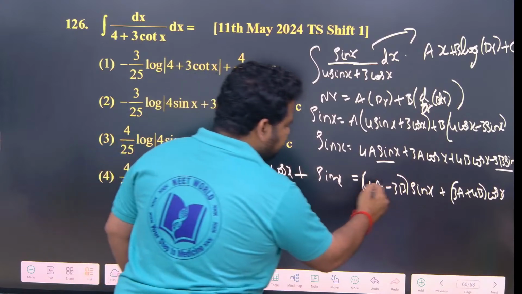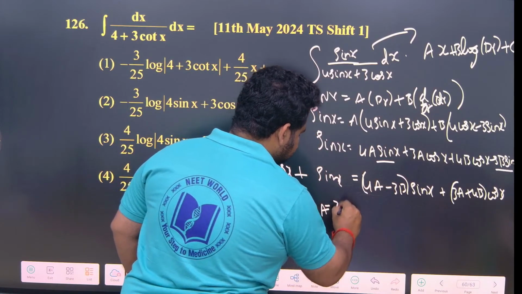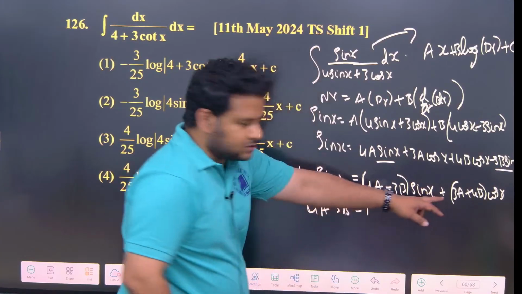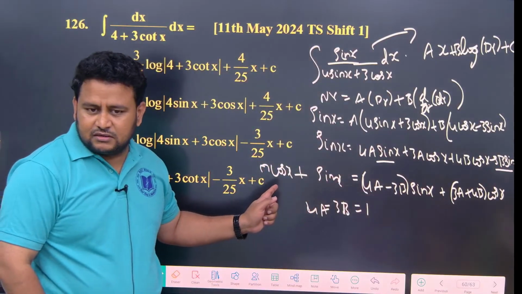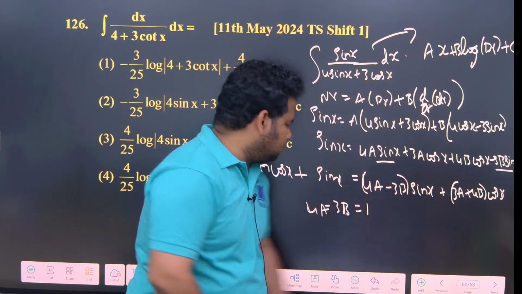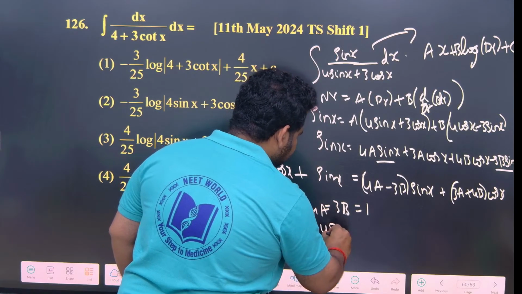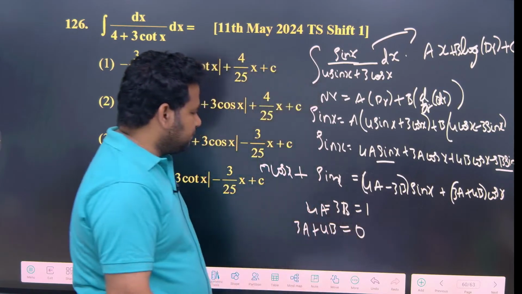Now 4a minus 3b is equal to 1. But the coefficient of cos x here is 0. So I should equate 3a plus 4b to 0. So 3a plus 4b is equal to 0.